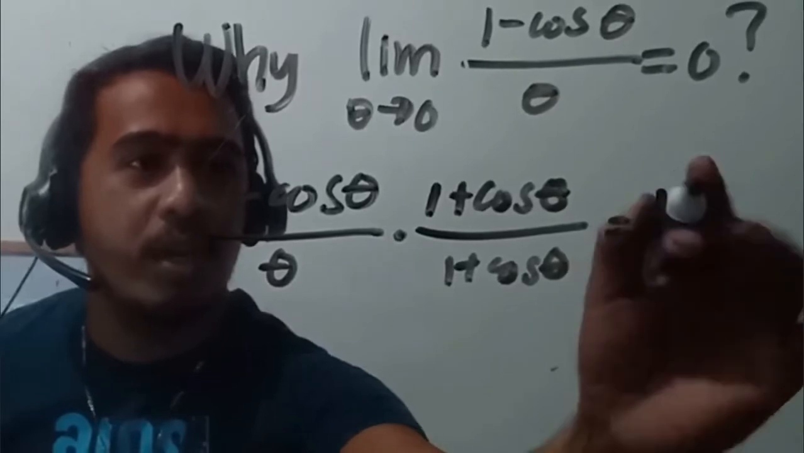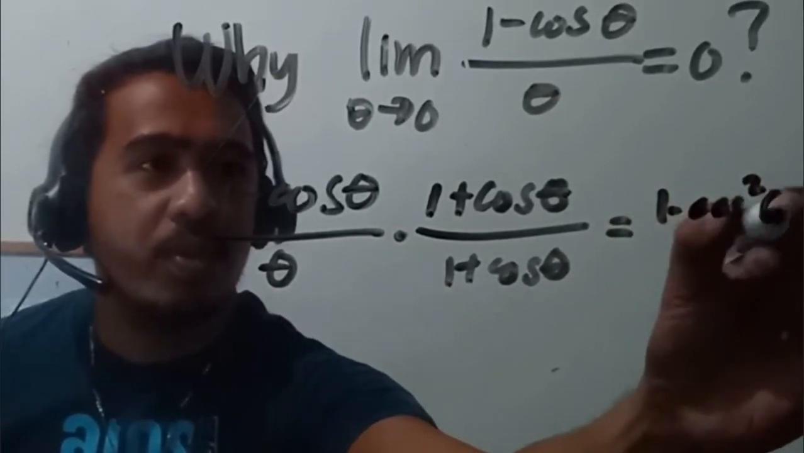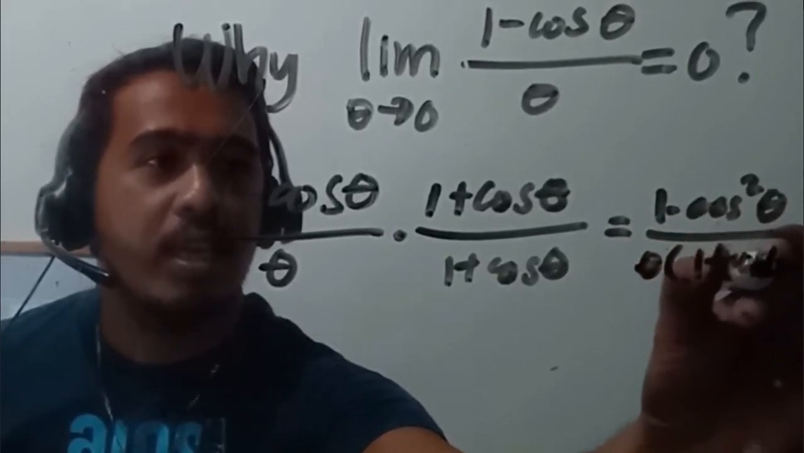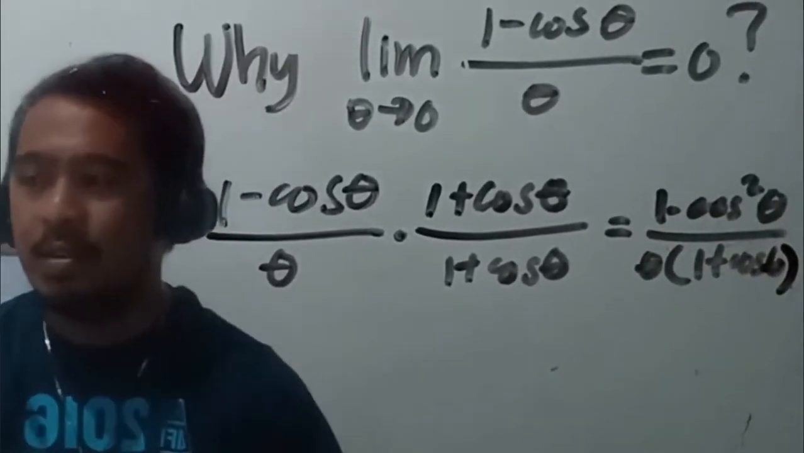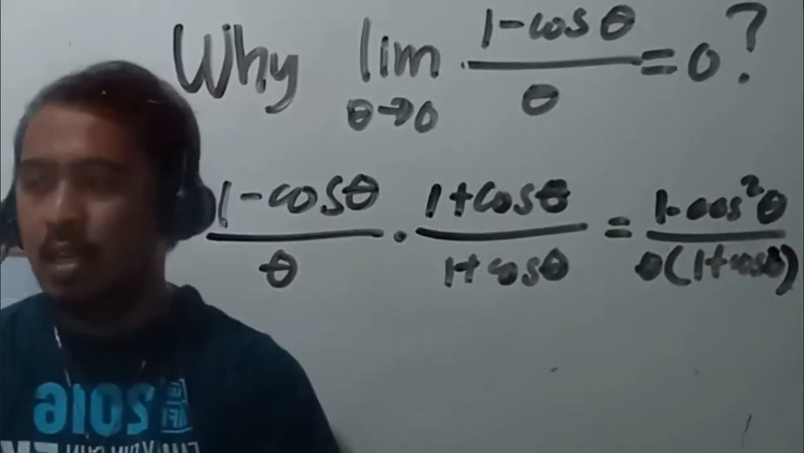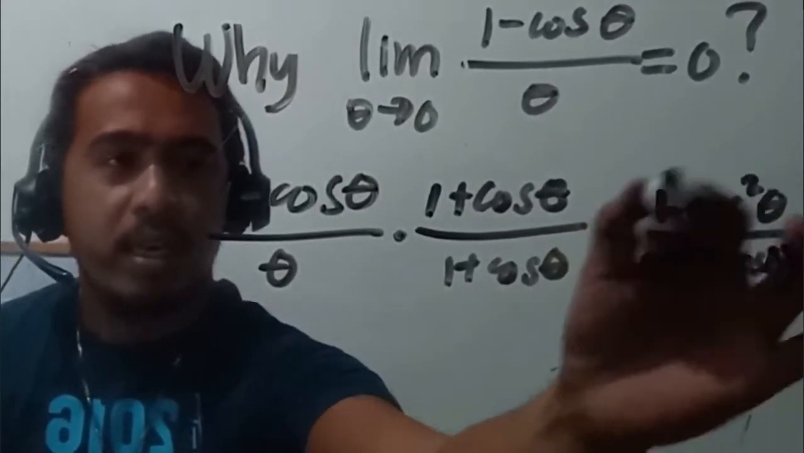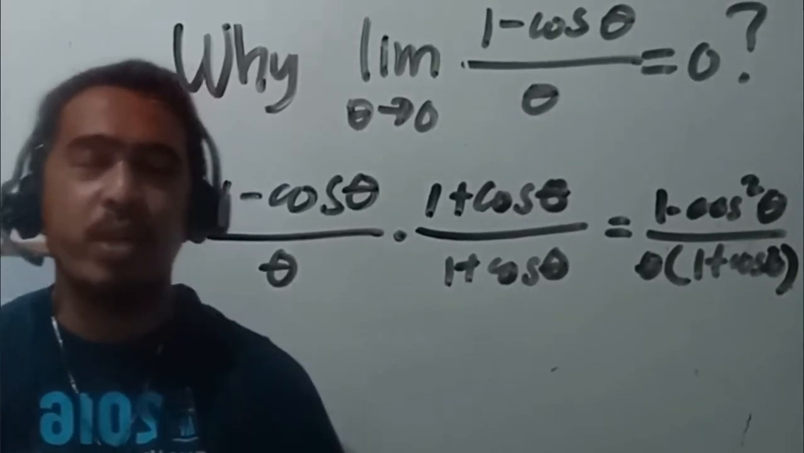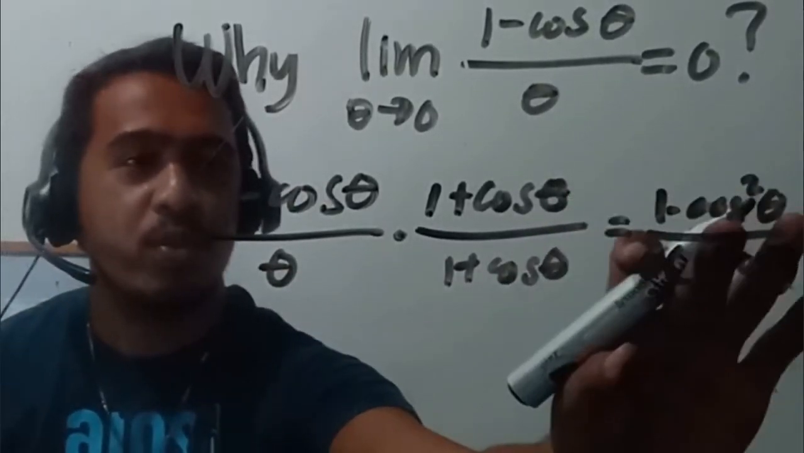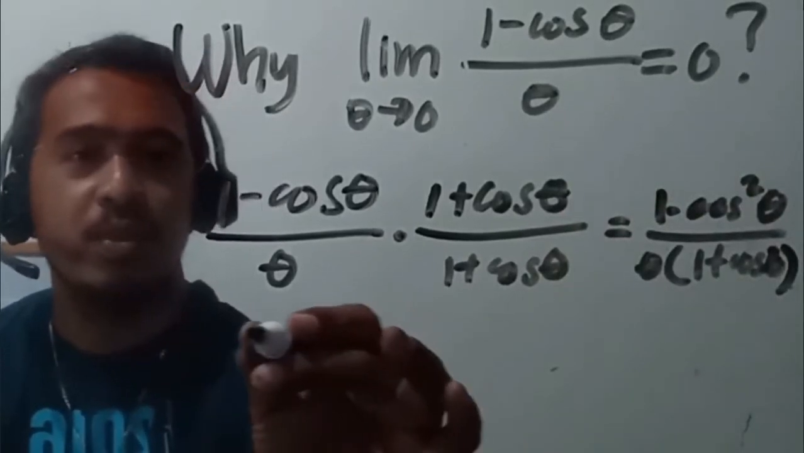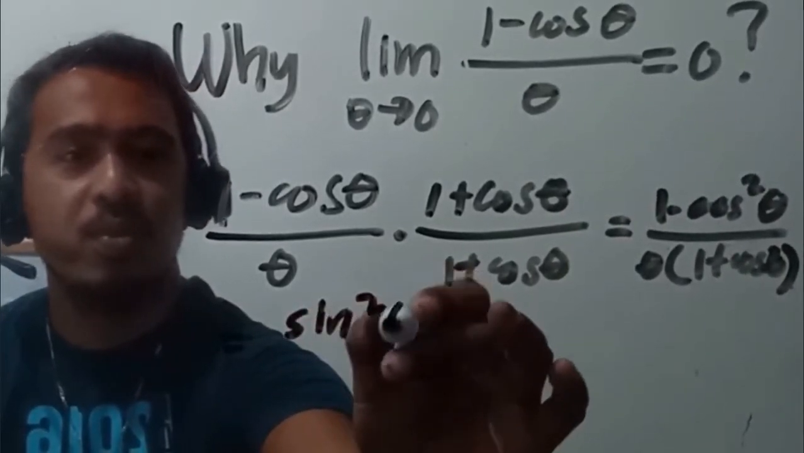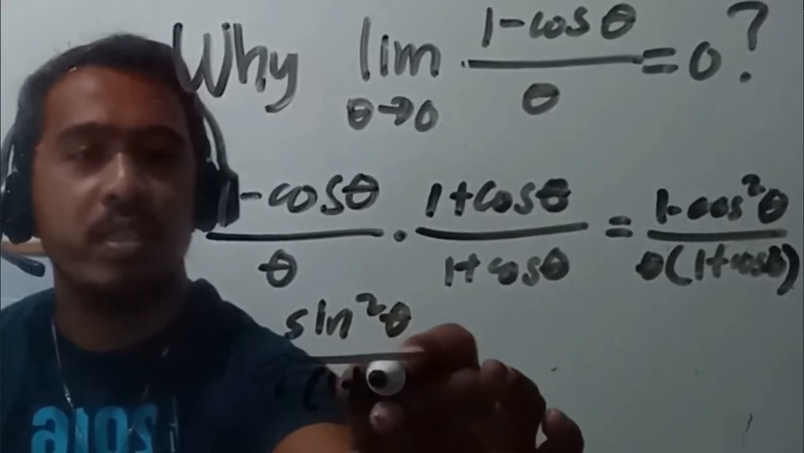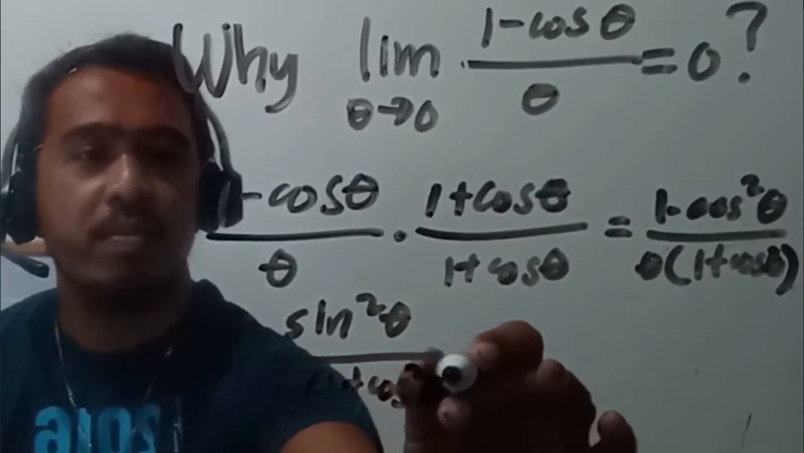over theta times (1 plus cosine theta). We all know from the trigonometric identity that sine squared theta plus cosine squared theta is equal to 1. If you transfer cosine squared, the result is that 1 minus cosine squared theta is just equal to sine squared theta. So it is just sine squared theta all over theta times (1 plus cosine theta).